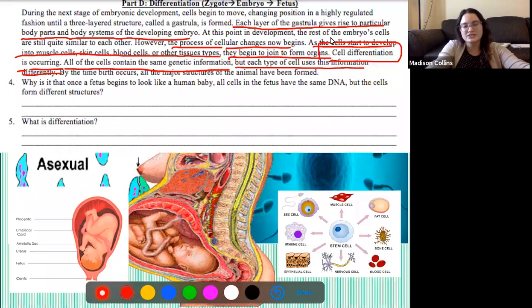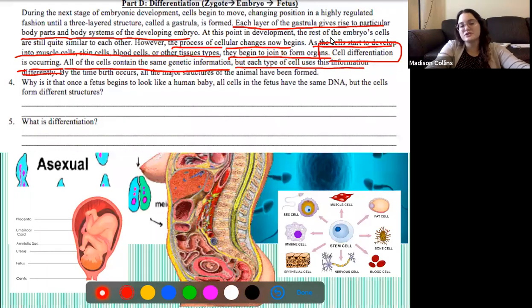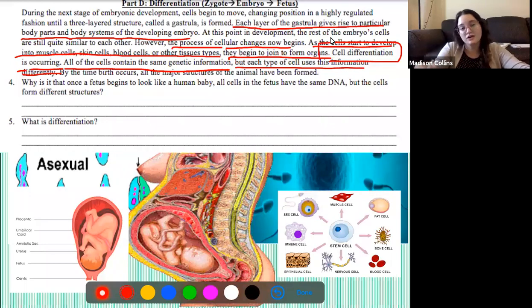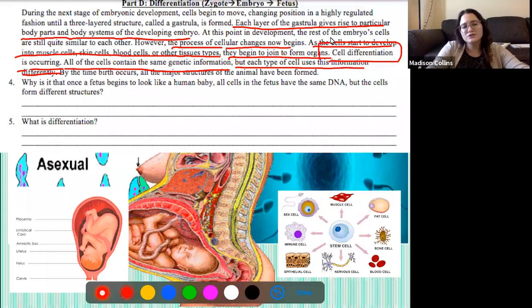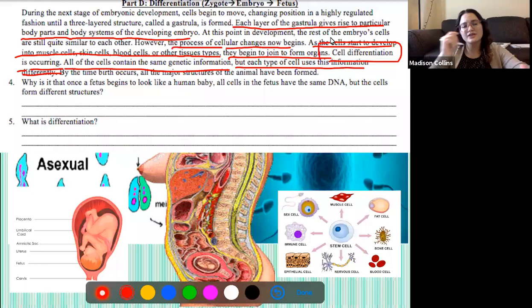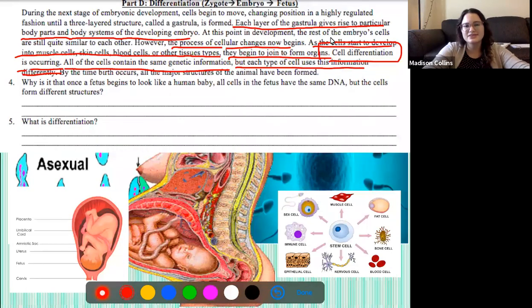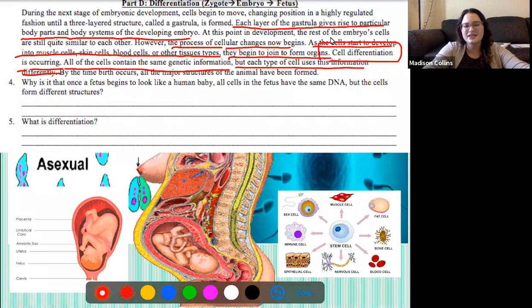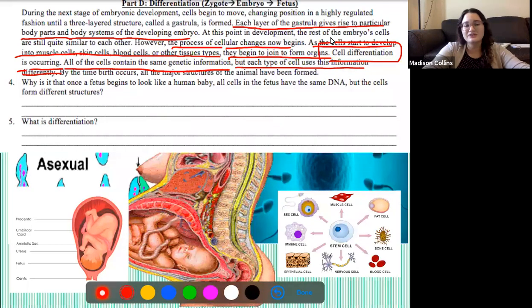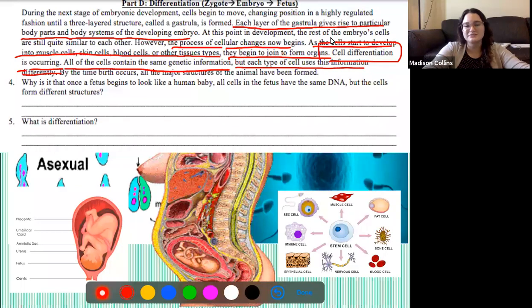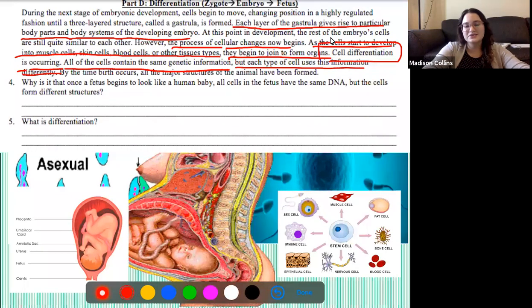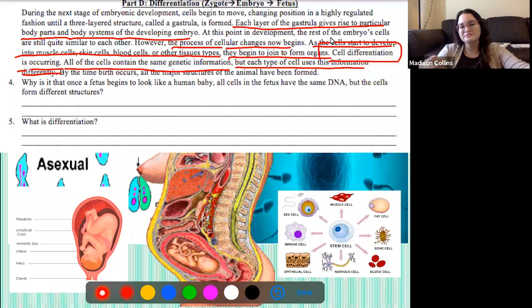So now I've got 2 questions for you. These are kind of tricky, but I think we can figure it out using the diagrams that are on our paper. Now, first question is, why is it that once a fetus begins to look like a human baby, all of the cells in the fetus have the same DNA, but the cells form different structures? How does that happen? And the next question I've got for you is, what even is differentiation? So go ahead and pause this video, answer those questions, and press play when you're ready to review them.